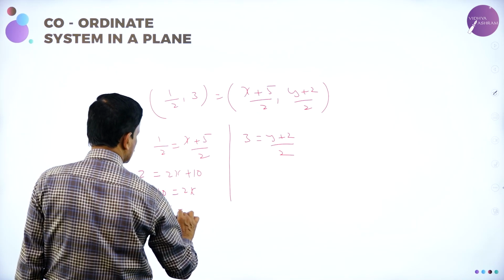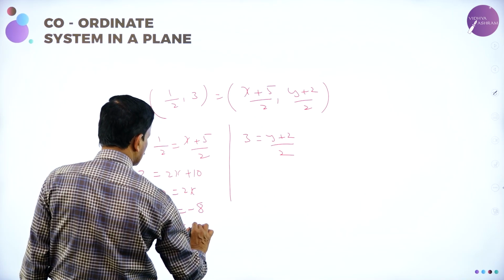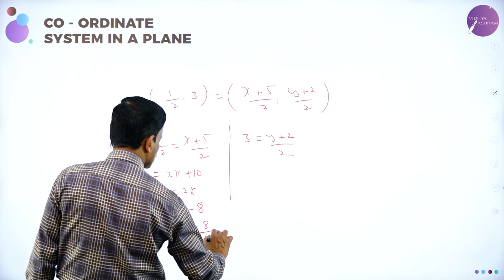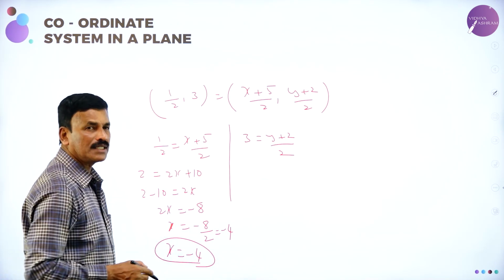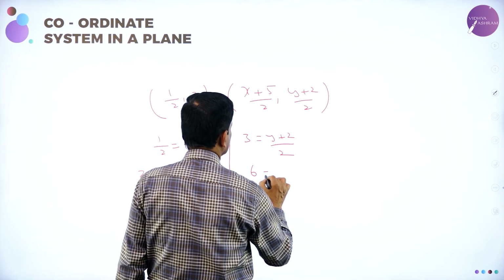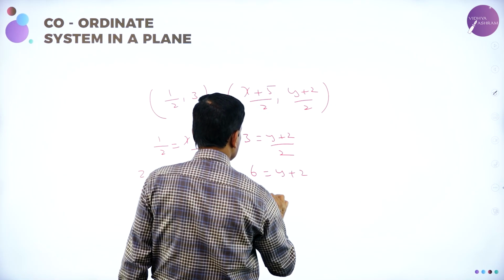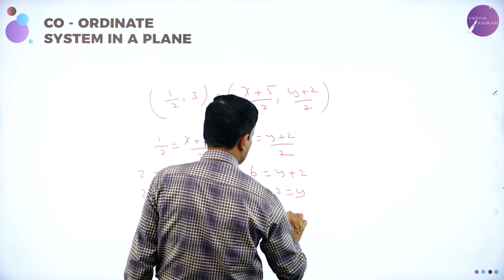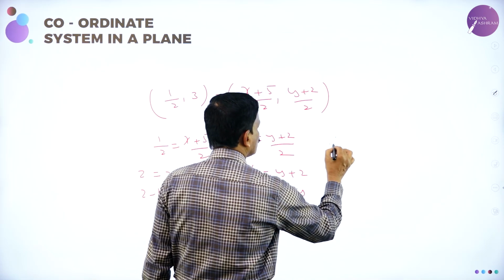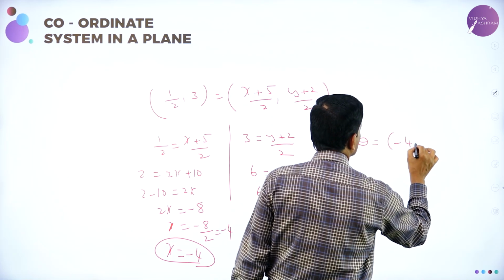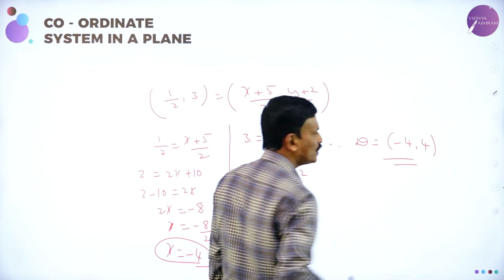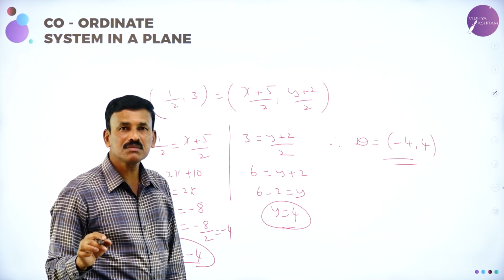Cross multiply it. 2 is equal to 2x plus 10, or so this is 2 minus 10 is equal to 2x. 2x is equal to minus 8. x is equal to minus 8 by 2, that's equal to minus 4. x is equal to minus 4. On the other hand, cross multiply. 6 is equal to y plus 2. 6 minus 2 is equal to y. y is equal to 4. So therefore, the fourth vertex D is equal to (x, y), (minus 4, 4). That's it. So the fourth vertex is (minus 4, 4).